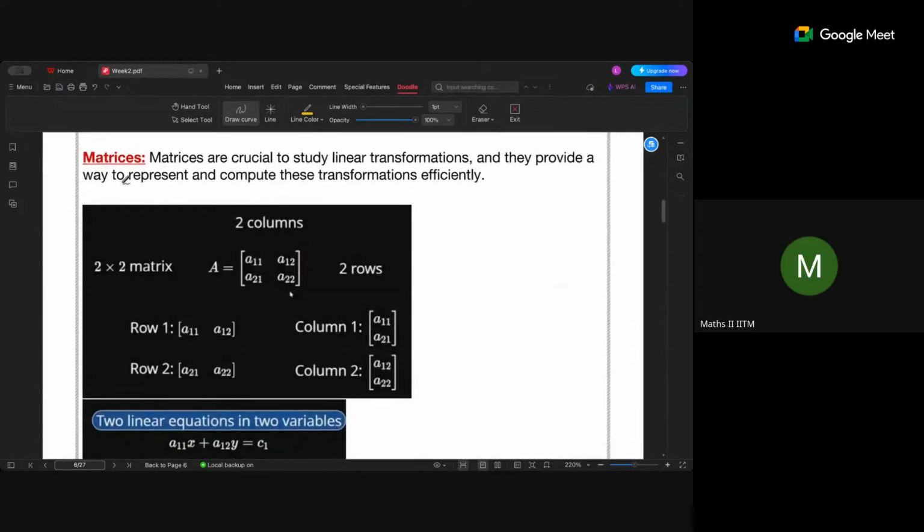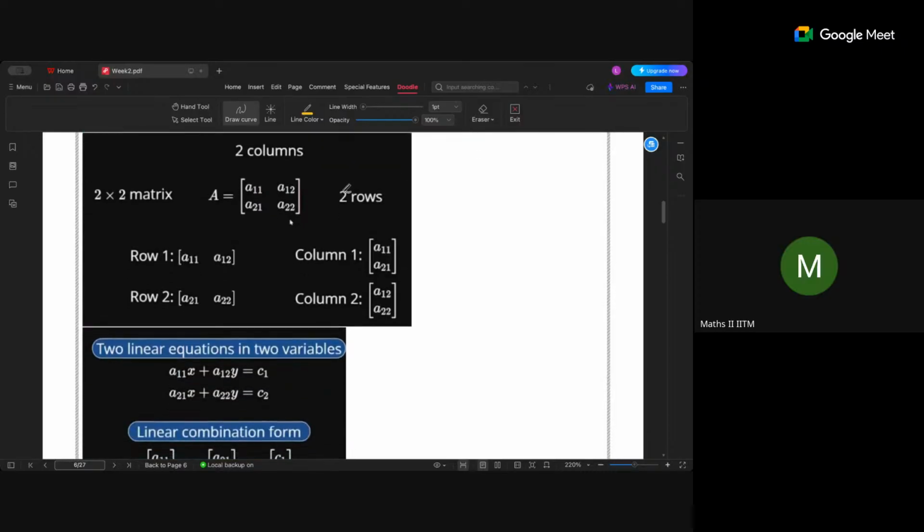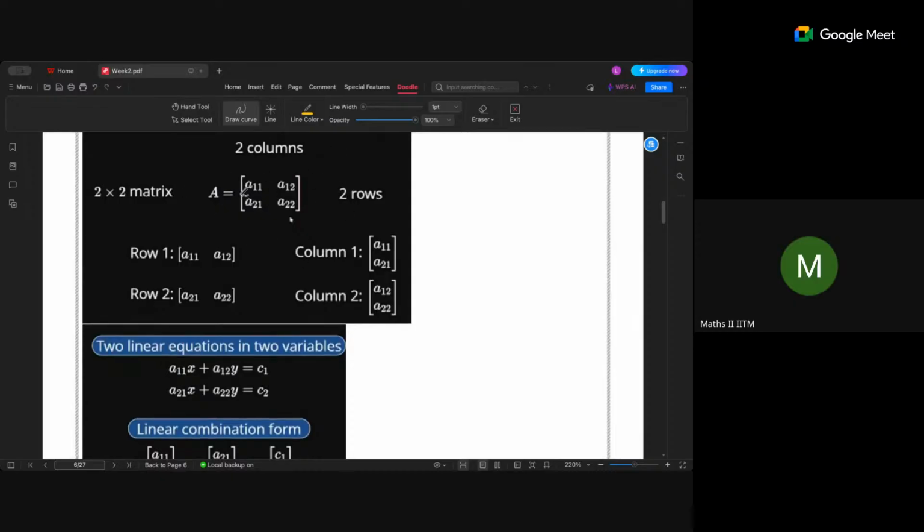Matrices are crucial to study linear transformations, because matrices provide us a way to understand linear transformations. We can represent a linear transformation using matrices, so matrices and linear transformations are very closely related. You know that a 2 by 2 matrix has 2 rows and 2 columns: this is the first row, this is the second row, this is the first column, and this is the second column. These are some basic information which you already know.